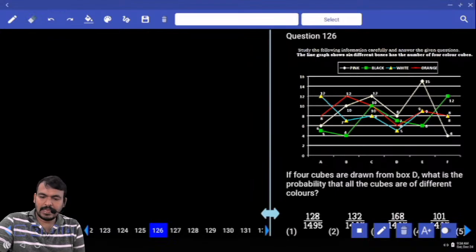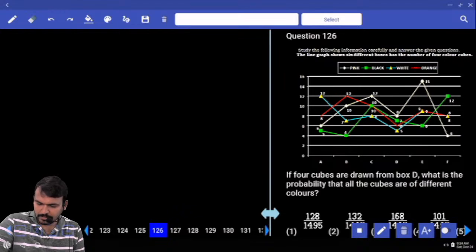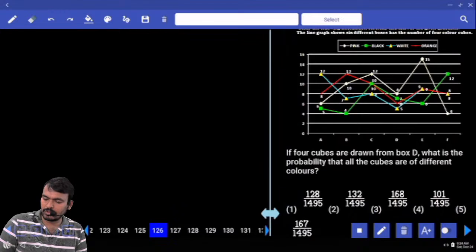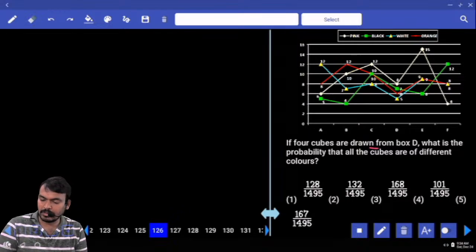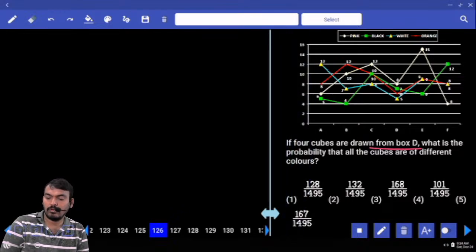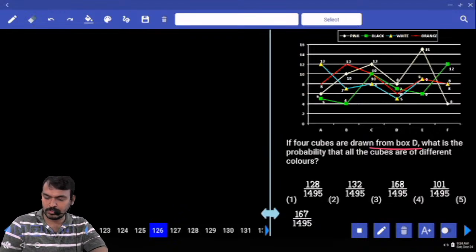First one, the line graph shows the 6 different boxes as the number of 4 color cubes: pink, black, white and orange. And if 4 cubes are drawn from the box D, what is the probability that all the cubes are of different colors or same colors? Different colors. Only box D or all the boxes? Only box D.